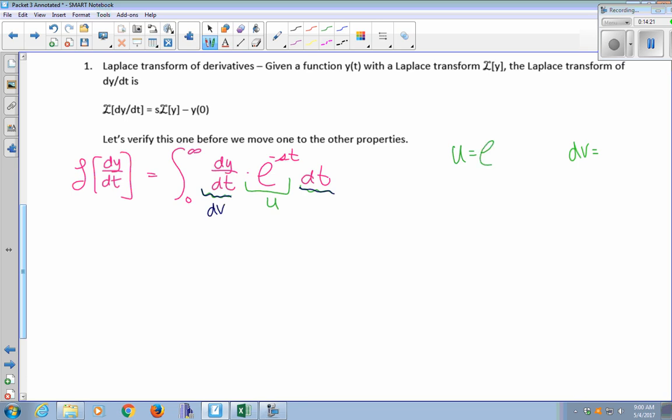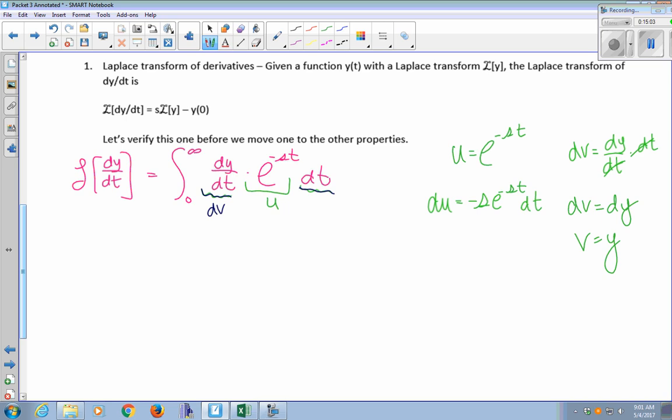So u is e to the negative st, and dv is dy dt times dt. Now I'm going to cancel the dt's, and I say, well, dv equals dy, which means v equals y. So I've got the dv. I chose a dv, and I calculated v. I chose a u. I need to calculate a du, which is negative s e to the negative st dt.